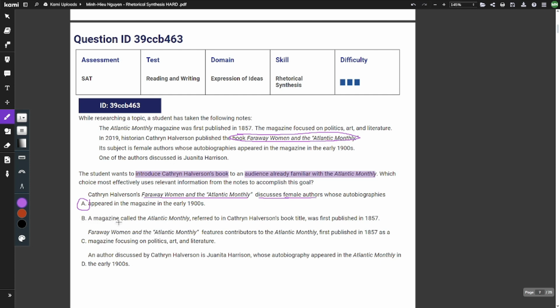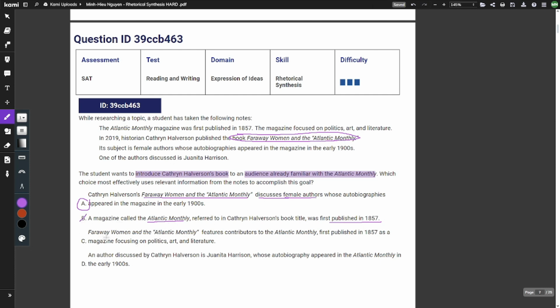B. A magazine called the Atlantic Monthly, referred to in Catherine Howerson's book title, was first published in 1857. So there's two things wrong with this. The first thing is, it talks about the Atlantic Monthly. It says it was published in 1857. Now, the audience should already know this because they should already be familiar, so that's the first thing wrong. The second thing wrong, it doesn't introduce her book. Yeah, it says that it was referred in the book title, but that's it. It doesn't talk about her book at all, so that's why it's wrong.